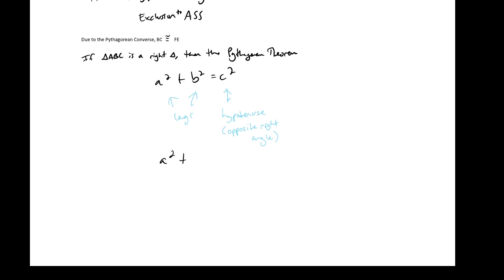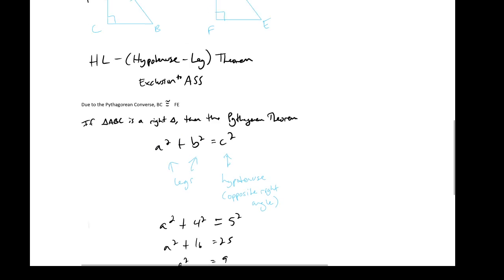Because it's going to be A squared plus, of course, 4 squared is equal to 5 squared. A squared plus, in this case, 16, is going to be equal to 25, right? A squared is going to be equal to 9, so A is equal to 3. It doesn't really even matter what we solve for A.